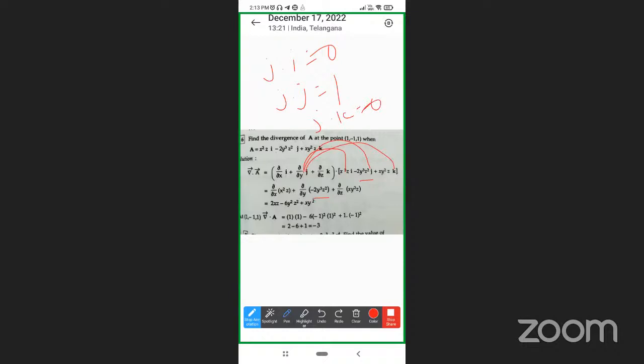Similarly, for the z term, k dot i is also 0, k dot j is also 0, and k dot k is equal to 1. So that is dou by dou z of the k term, x y squared z, since k dot k is 1. Then the simplification with respect to x.